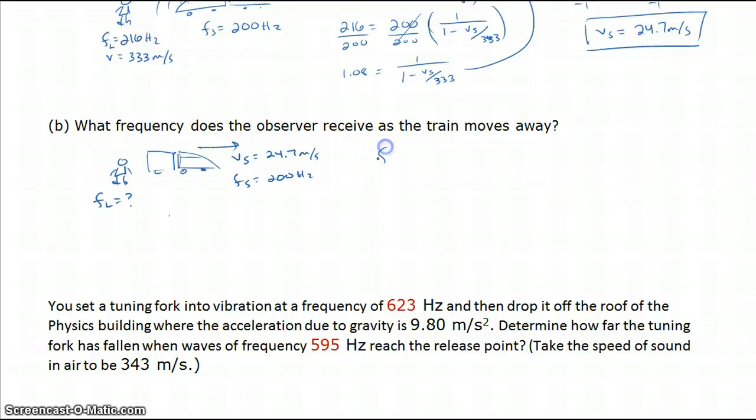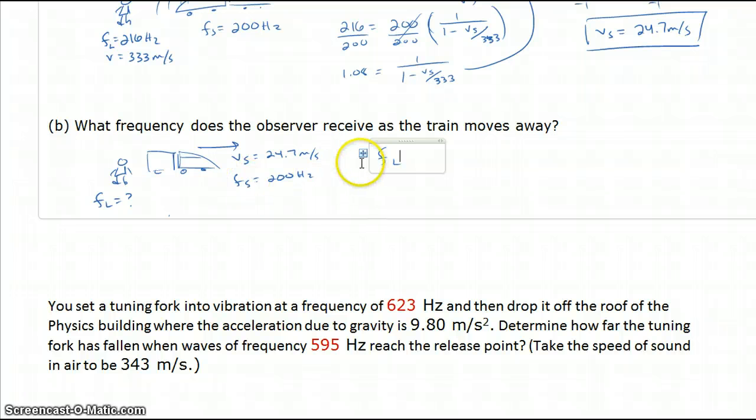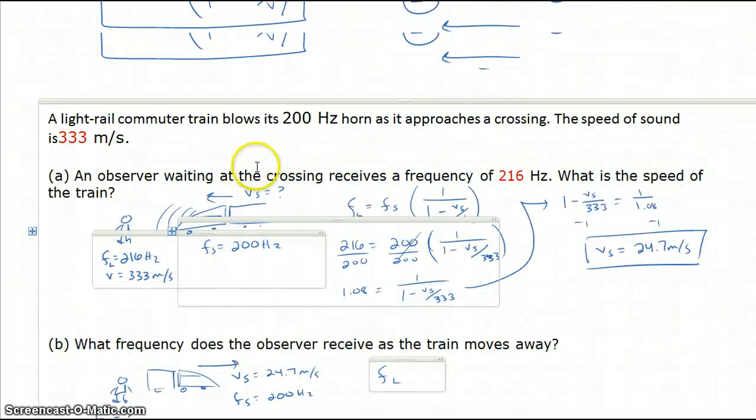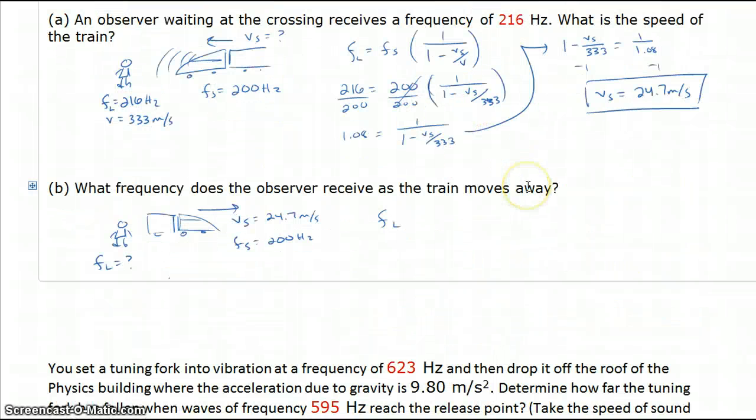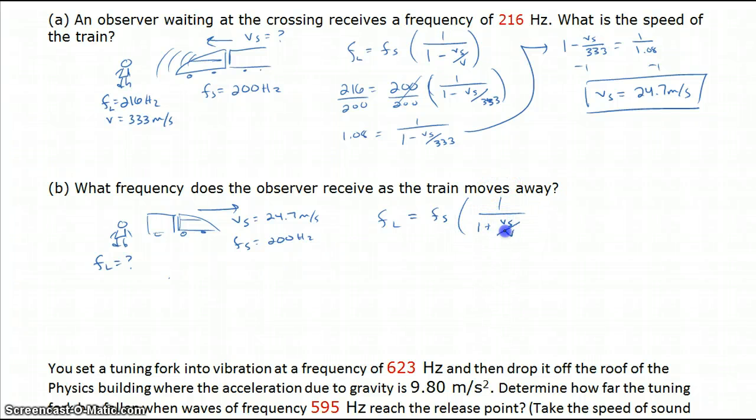Well, let's see. We're looking for the frequency of the listener, and now we have a source that's moving away. So I think we're going to want to choose the positive sign in that equation now. So let's see how that's going to look. That's going to be the frequency of the listener equals the frequency of the source times 1 over 1 plus Vs over V. So a similar situation.